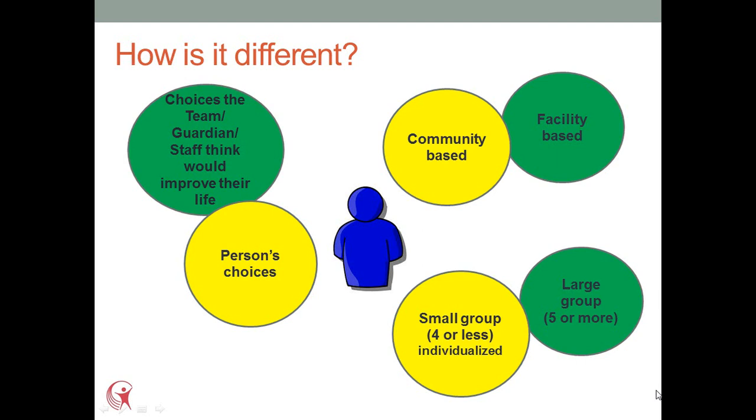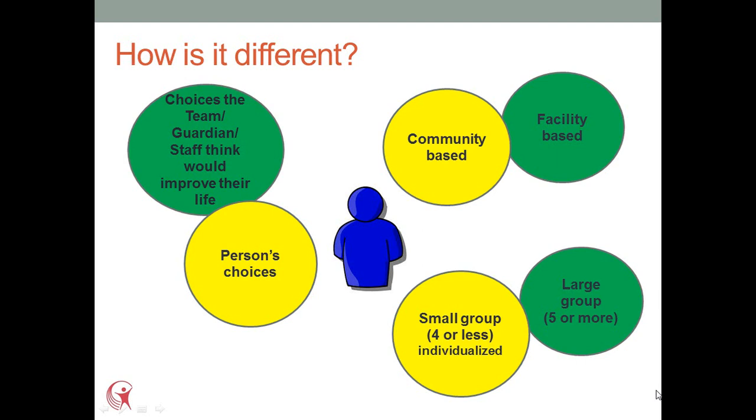When looking at the old way of delivering services, choices for activities and things to do for an individual were often made by the family or the staff, team of people involved in a person's life. They were great intentioned ideas that people genuinely thought would improve the lives of those individuals. These old services were also facility-based. They were all focused on a trimester schedule with what was available in the center at that time.